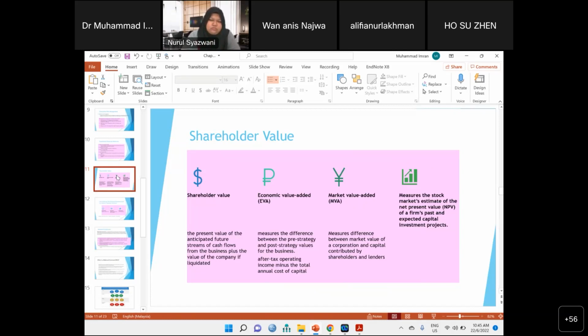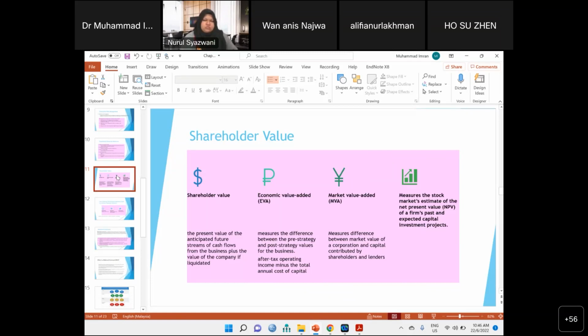Market value added, MVA. How does it work? It is the difference between the market value of the corporation and the capital contributed by the shareholders and the lenders. Like net present value, it measures the stock market's estimate of the net present value of the firm from past and expected capital investment projects, such as MVA's present value of future EVA. Yeah, this is a different one.